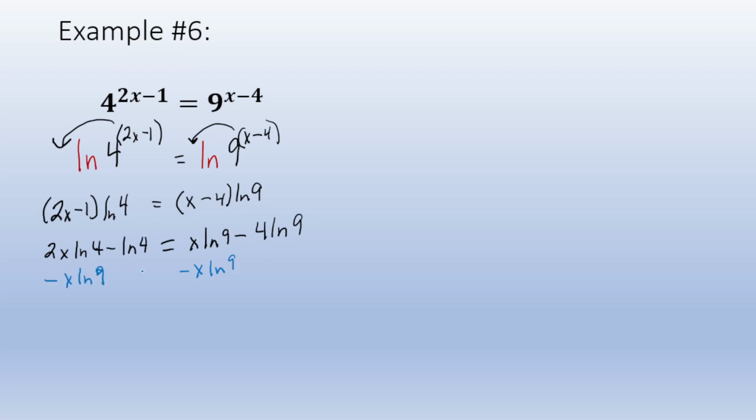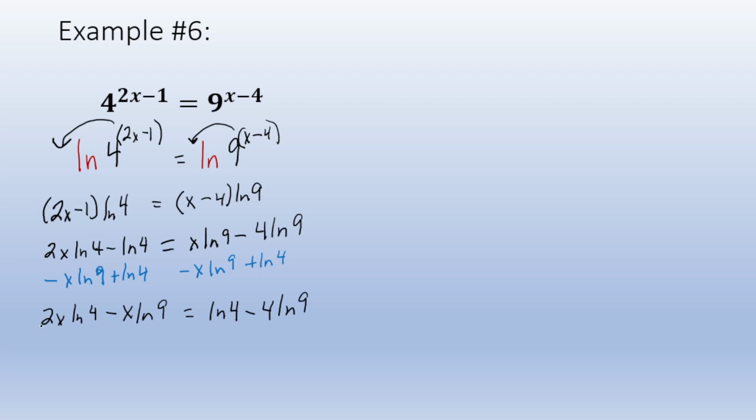And then also, that'll bring all the x terms to the left side. Then we'll add natural log of 4 to both sides of the equation. Our equation then becomes 2x times the natural log of 4 minus x times the natural log of 9 equals natural log of 4 minus 4 times the natural log of 9.